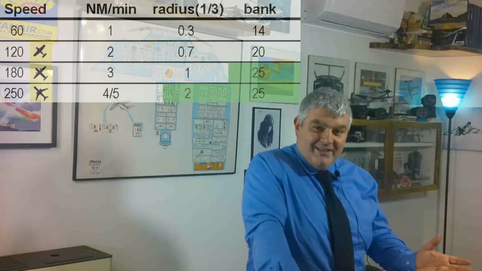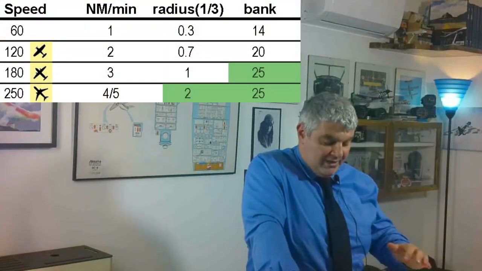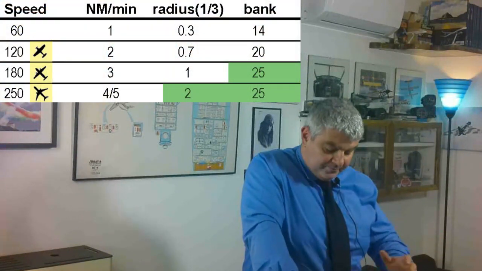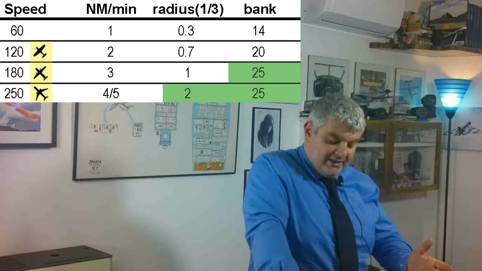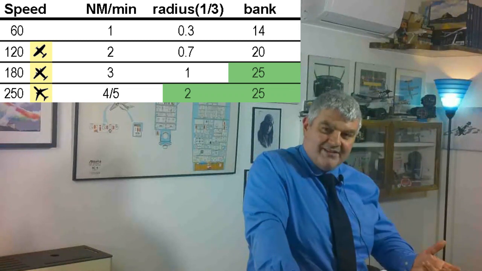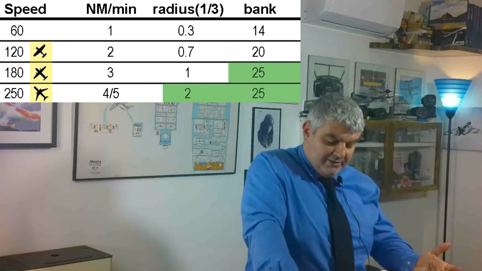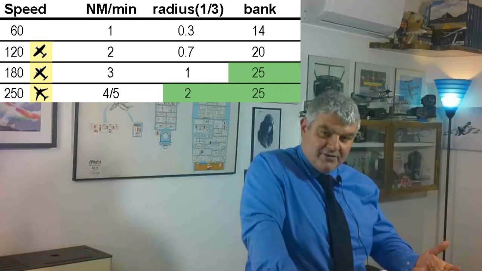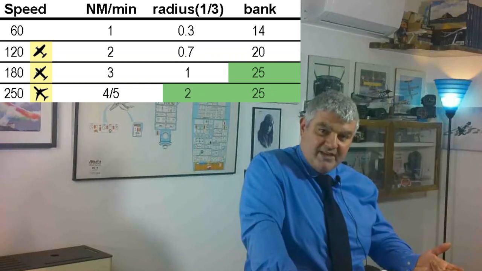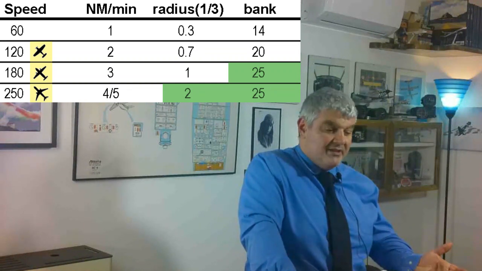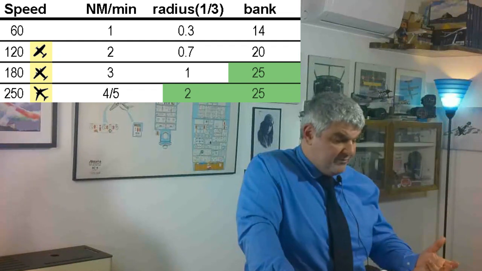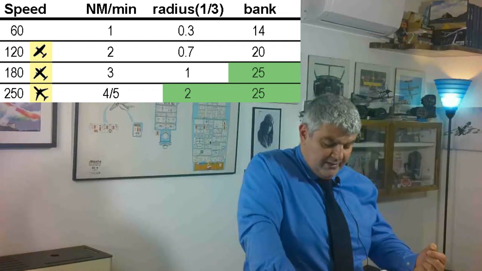Now you see that depending on the speed, if I do 60 knots, I do 1 nautical mile per minute, and 20 seconds is 1/3 of a minute. So obviously, if I fly 60 knots, I get more or less 0.3 radius of turn. At 120 knots of ground speed, I get more or less 0.7, which could be the radius of turn that you have on a Cessna 170 when you study basic IFR.